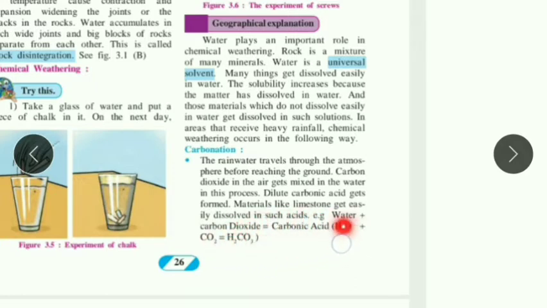Here is an equation given with some examples. Water plus carbon dioxide, what is it making? It is making carbonic acid. What is the formula of carbonic acid? It is H2O plus CO2 equals H2CO3. So H2CO3 is nothing but carbonic acid.